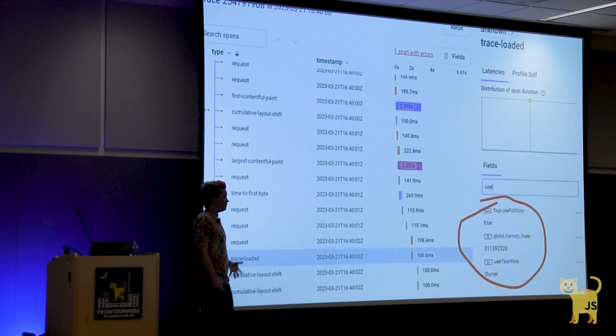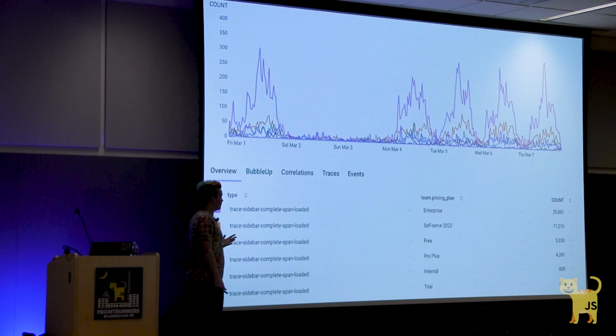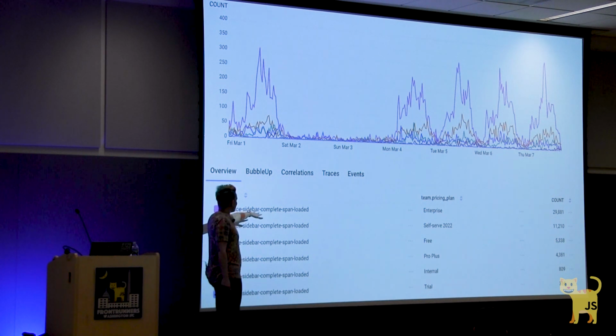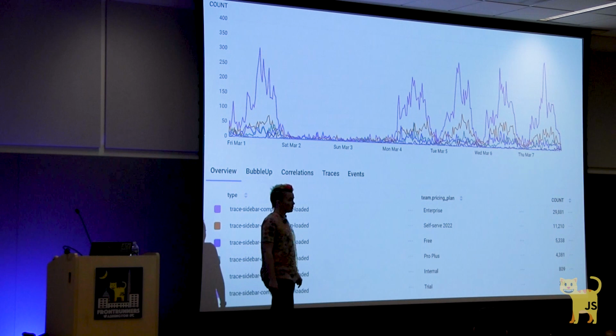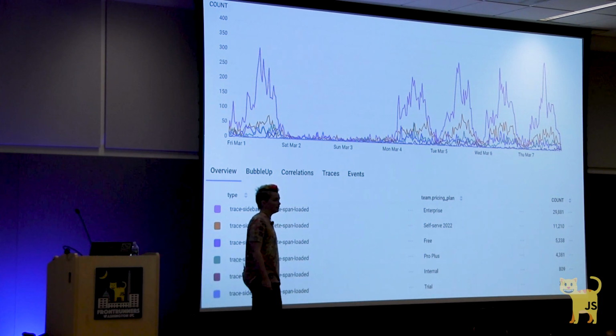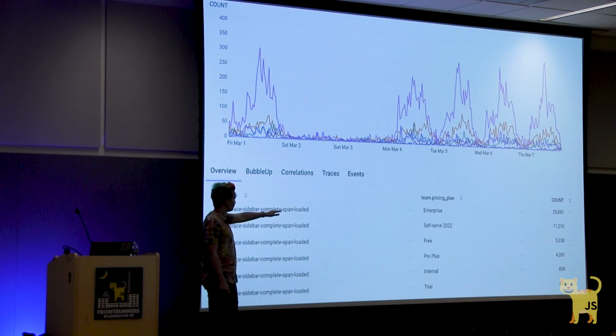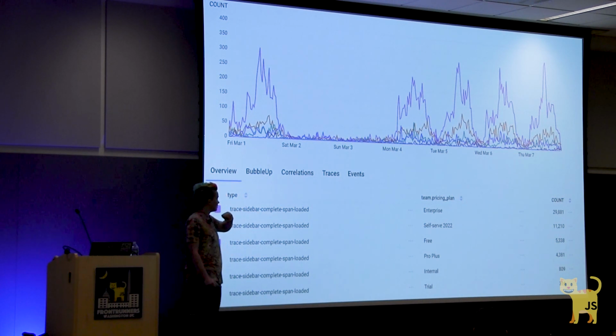And we've got those custom fields. We can add all that detail, and then we can aggregate over them. So which customers are using this particular feature? Mostly enterprise customers, but also a lot of self-serve paying customers. And then the free. We have a lot of free customers.